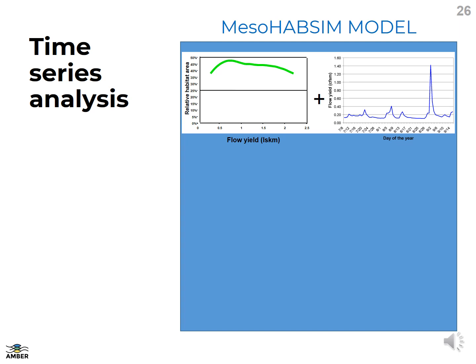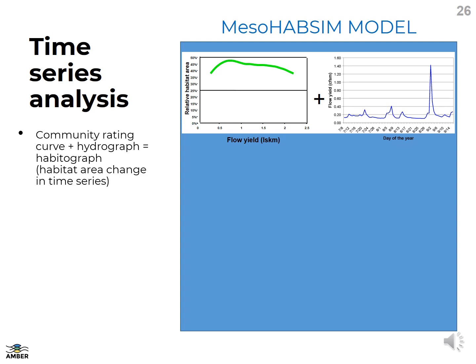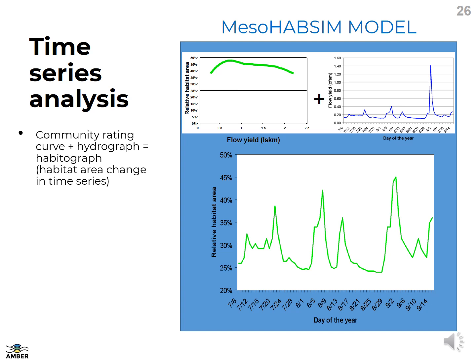To obtain the third metric requires performing habitat time series analysis. To analyze habitat time series, first use community rating curves and combine them with hydrographs, which represent the amount of flow that has occurred in the river at any given day in the long-term time series. The combination of these two diagrams provides us with a habitograph, which shows us how much habitat has been in the river at any given day.